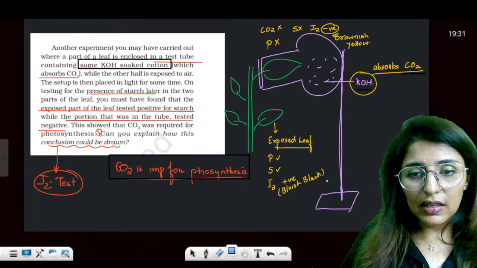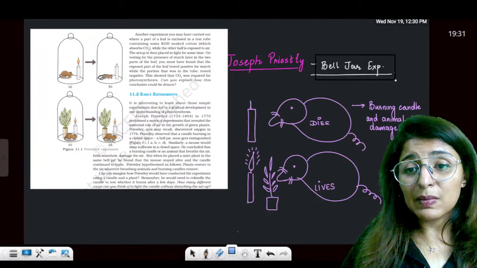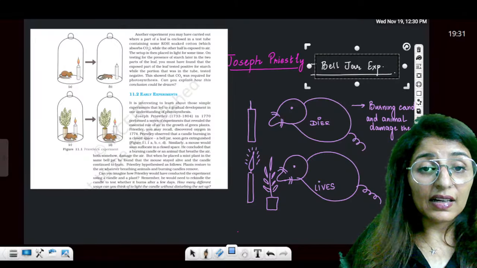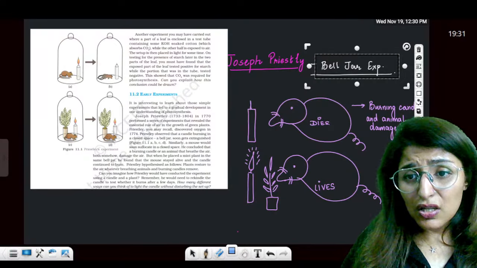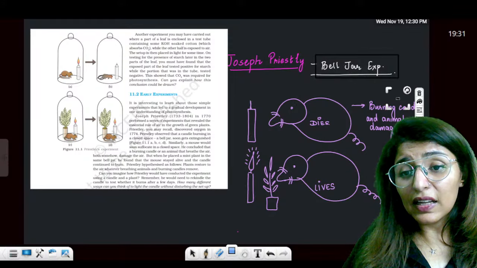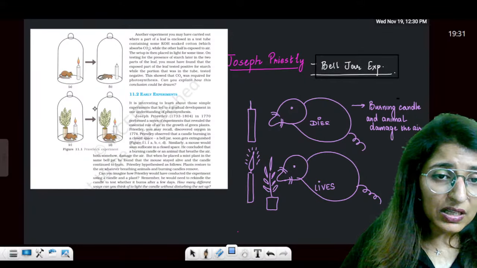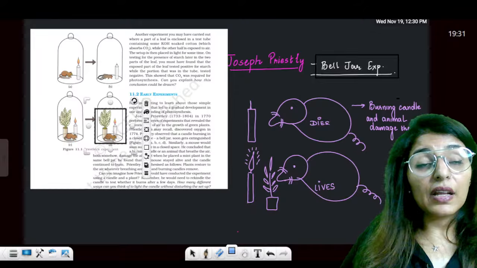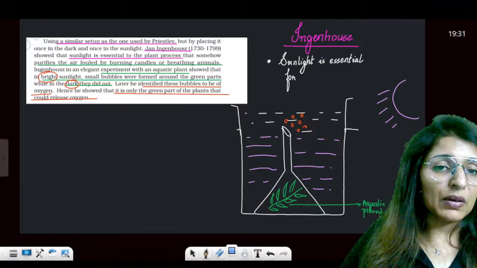Is that clear? Then coming on to the next is Joseph Priestley's bell jar experiment, where he explained... what was the conclusion? Burning candles and animals damage the air. So this plant improves the quality of air which was changed by the burning candle and the animal, right?